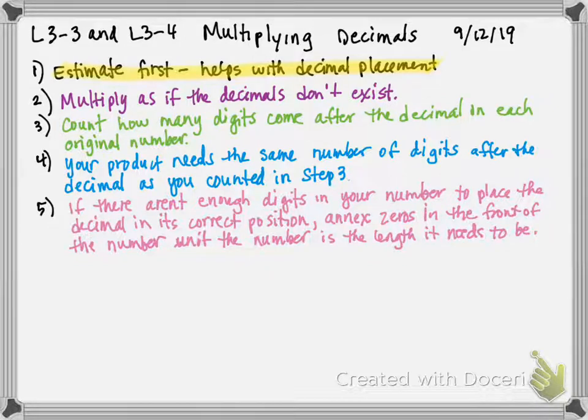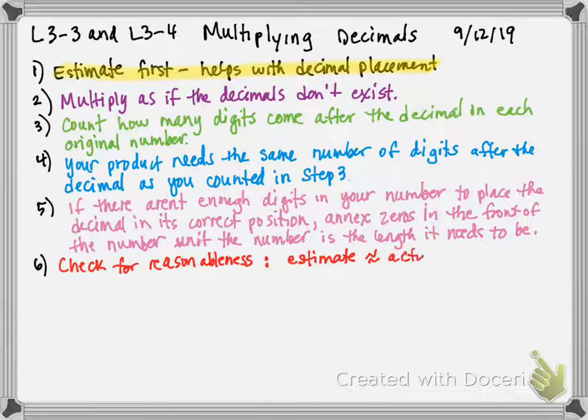Now, we've been talking all along about this whole idea of estimation, and how that helps us when we are checking for reasonableness. So check for reasonableness. What we're looking for is, is the estimate approximately the same as the actual number? You know, same number of digits, a value similar to the value you had in your estimate. Okay? All right, so let's get to the practice.